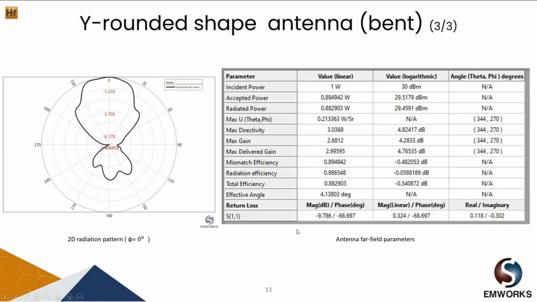In HFWorks, we have what we call the antenna far field parameters. Under this table, we can see different antenna parameters such as maximum directivity, maximum gain, radiation efficiency, and total efficiency. On the left, we can see the 2D radiation pattern at phi equal to 0 degrees. So we can see again the maximum radiation is towards the ground.